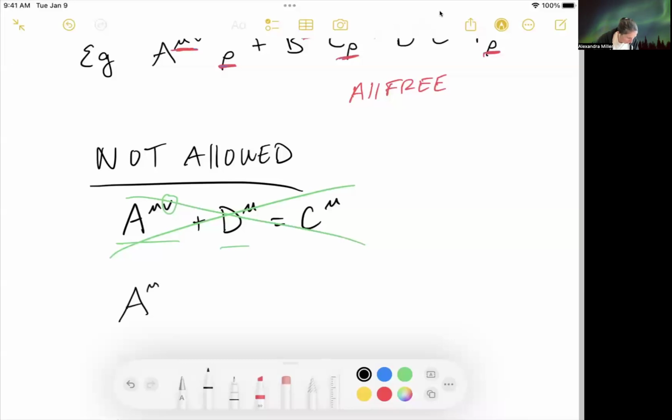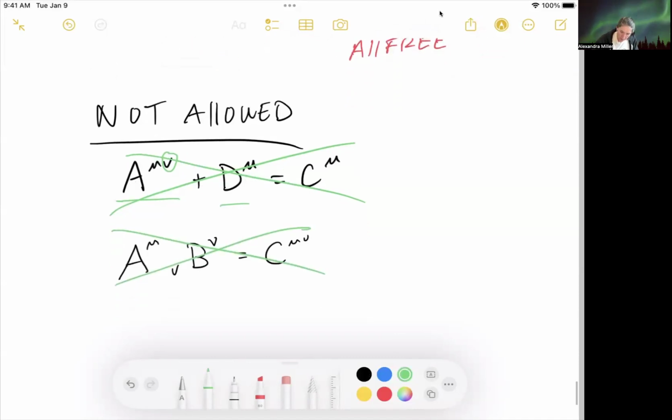A mu nu, B nu. This term alone looks good. Equals C mu nu. Is that okay? No, that's not. On the left-hand side, our nu's are summed over, they're bound. On the right-hand side, the nu looks like it's free. So this is not okay.